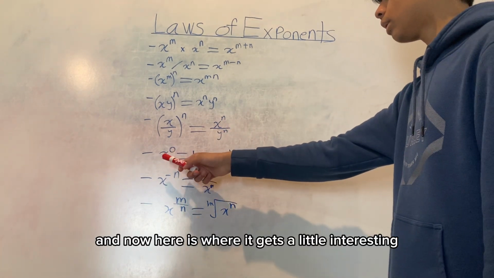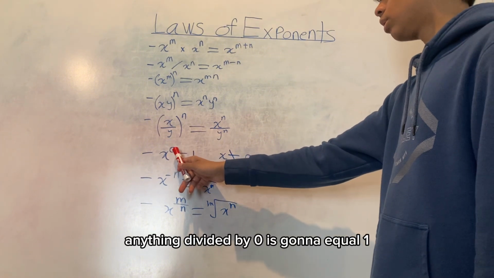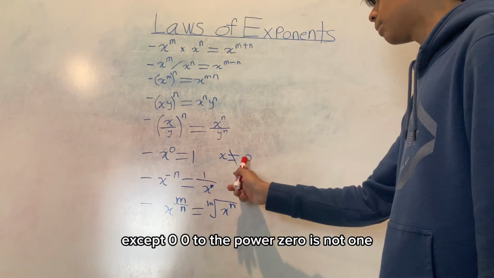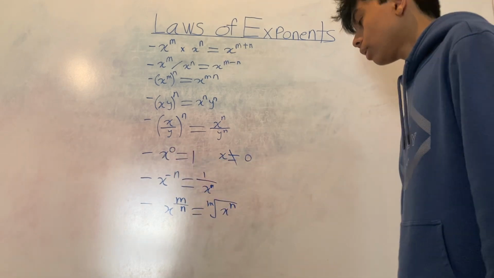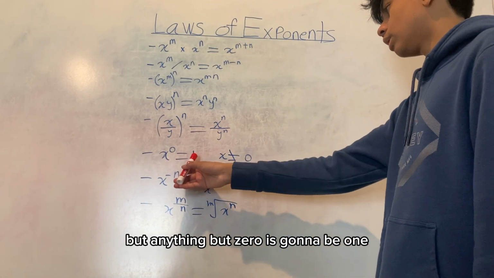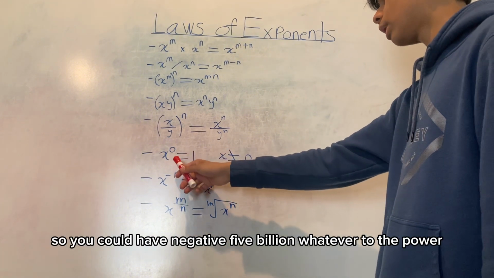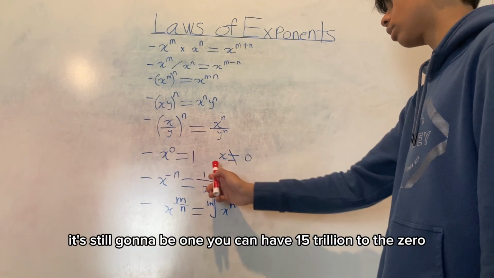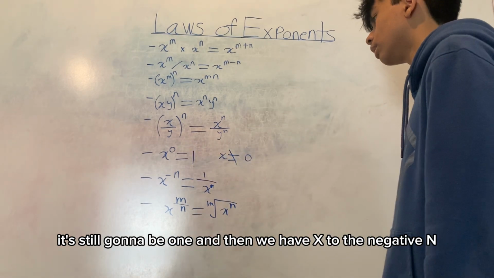And now here is where it gets a little interesting. Anything to the power 0 is going to equal 1, except 0. 0 to the power 0 is not 1, but anything but 0 is going to be 1. So you could have negative 5 billion whatever to the power 0, it's still going to be 1. You can have 15 trillion to the 0, it's still going to be 1.